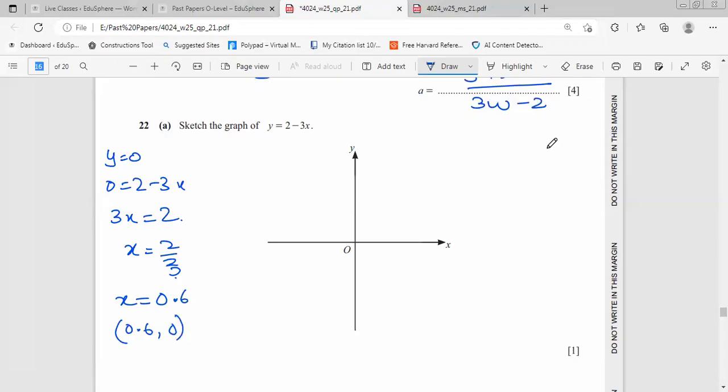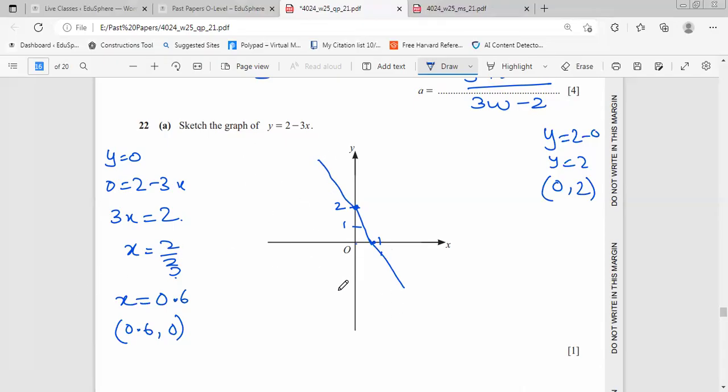And the other value, if I put x as 0, then y equals 2 minus 0, so y equals 2. So the next value is 0, comma 2. Suppose this is 1 and this is 2, so this is 0, comma 2. And 0.6, for example, if this is 1, would be almost here. And if I'm going to draw the line, it should be properly drawn.